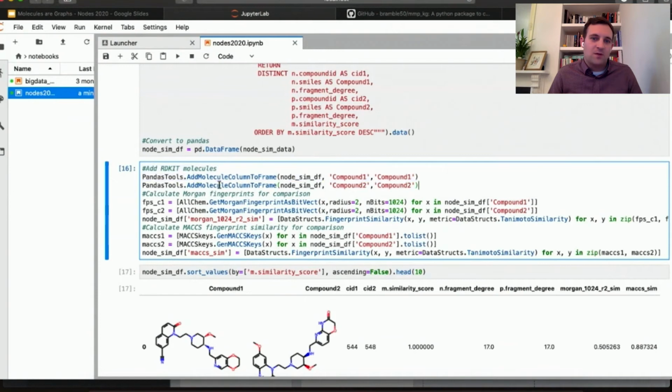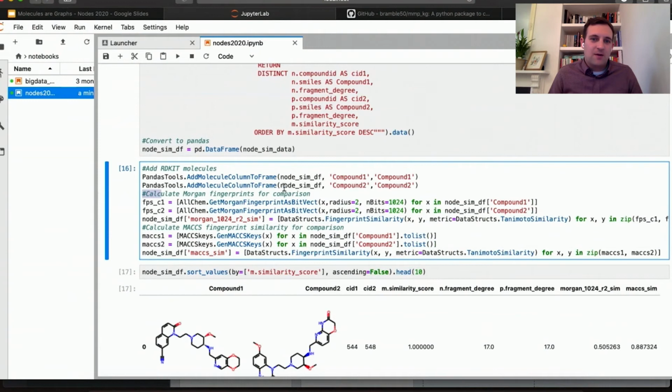So here, if I just go to this bit, we're doing the same thing as before: converting our molecules into our visualization. And then I've added two extra things on here, so we can compare our fragment similarity to the state of the art in chemistry. What is already out there for similarity?